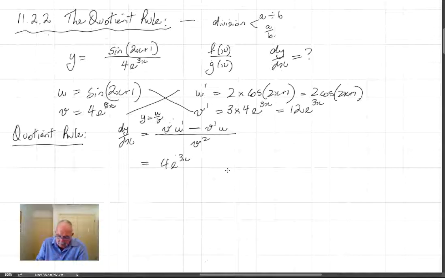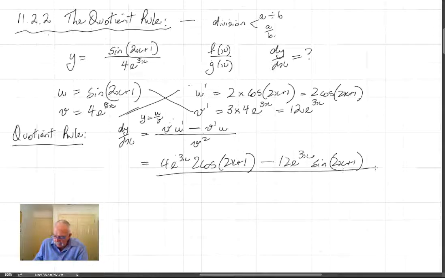We go V U dash. So it is 2 cos of 2x plus 1. So I've gone V U dash along that arm, minus. And then we've got V dash, which is this, 12e to the 3x. And then U, sine of 2x plus 1, all over V squared.